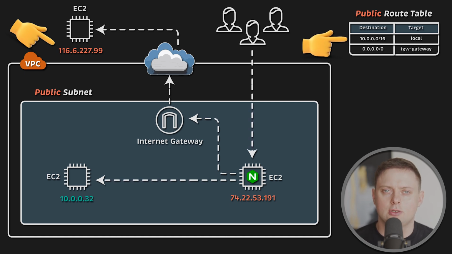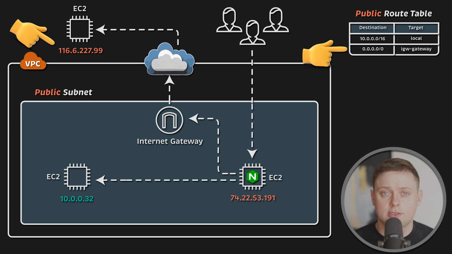If a virtual machine wants to send a request to another VM inside the VPC, it will use the VPC route. If the target IP address is outside of the VPC, it will use default route and send the request to that target IP via internet gateway. In practice, public subnets are mostly used by load balancers. You typically deploy your VMs to private subnets and expose them to the internet using a load balancer in the public subnet.